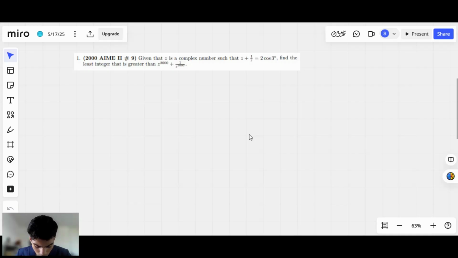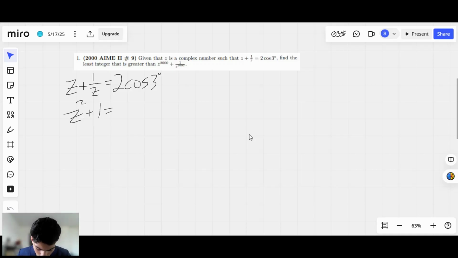All right, so I'll just write down the expression that was given to us in the beginning. And we can notice that if we multiply both sides of the equation by z and move the right-hand term over to the left, we get something that resembles a quadratic. So let's try to get as close as possible to the requested value, which is z to the 2000 plus 1 over z to the 2000.